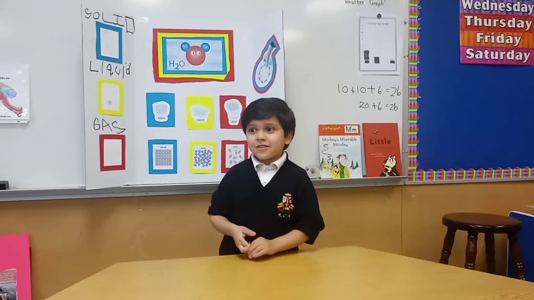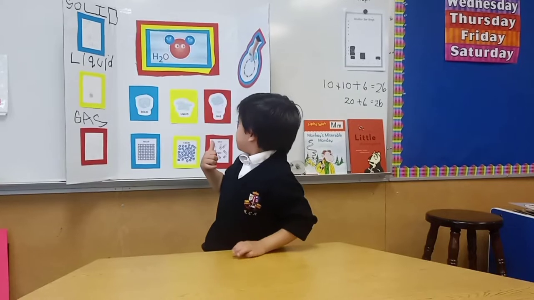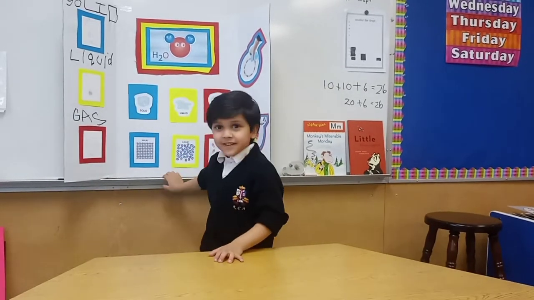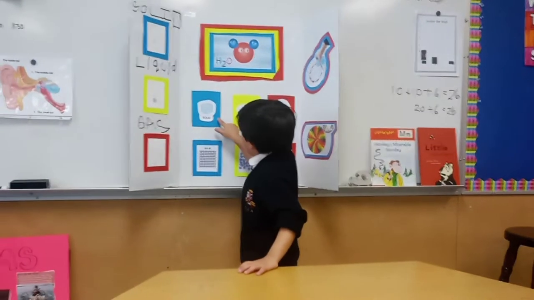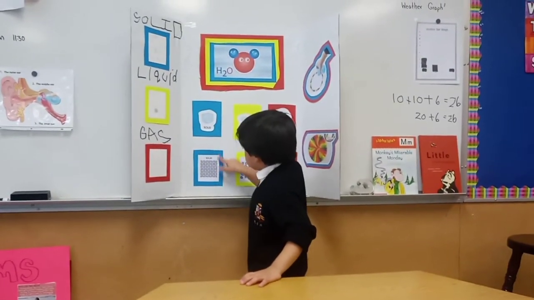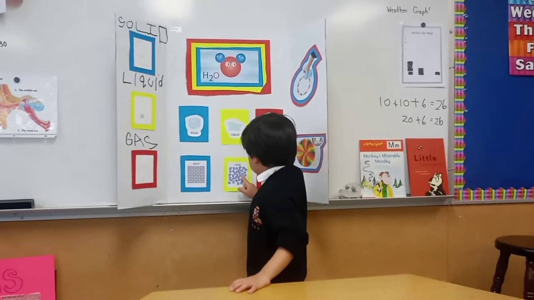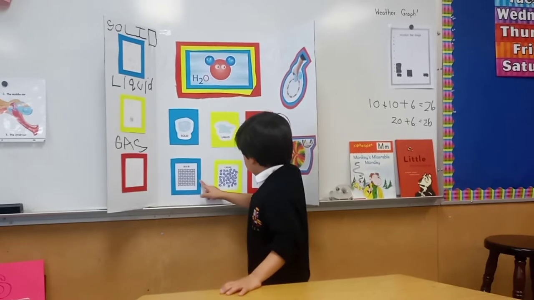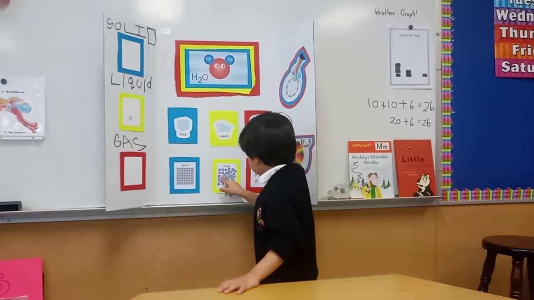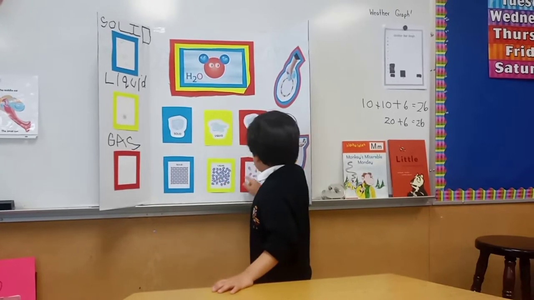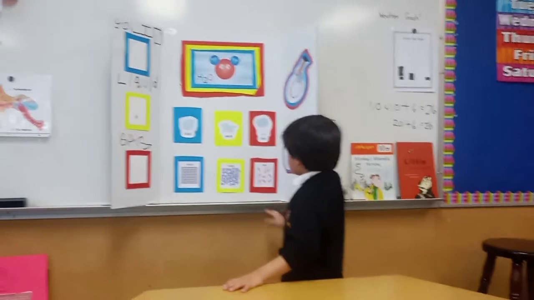3, 2, 1. Hello everyone, my name is Eden and I'm going to show you what H2O particles look like. Cold ones like ice cubes beat together and move a tiny bit. And water, liquid, can move a bit. And hot can move a lot.